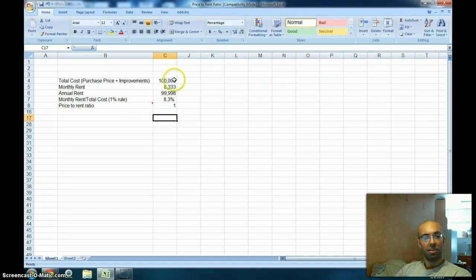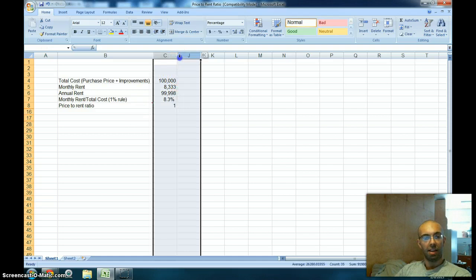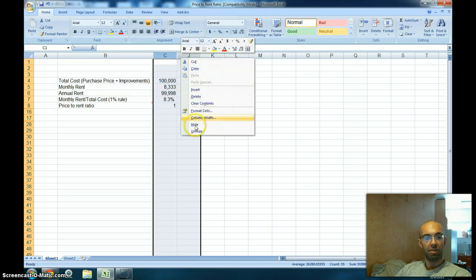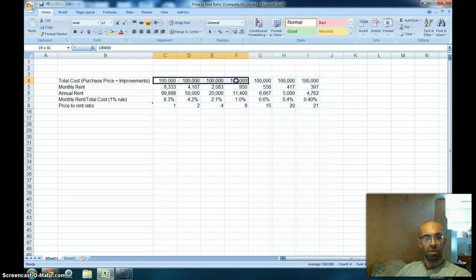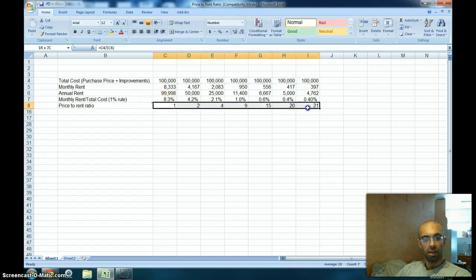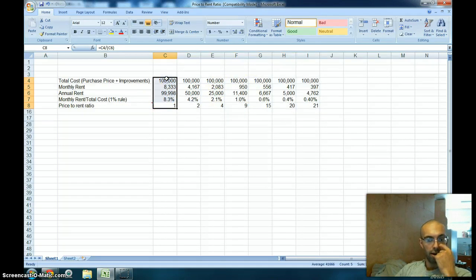So what I did here, let me just unhide these, is I did this for different scenarios, keeping the same purchase price, and then changing the price to rent ratio from 1 to 21 and seeing how the numbers are impacted. So over here it was much better to buy than to rent, but over here at 21 it's becoming much better to rent than to buy. So let's look at the monthly rents. Here the monthly rent is $397, and here the monthly rent is $8,333.